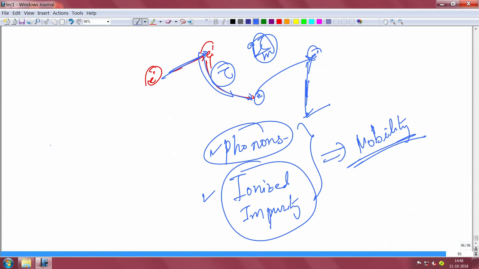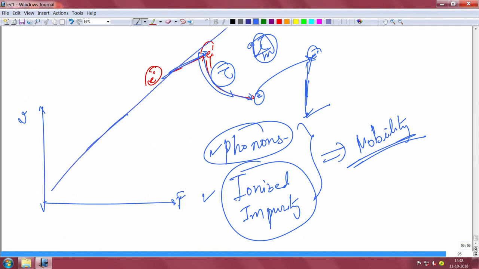And also, if you remember, velocity versus field: I told you the slope is the mobility, but this cannot keep increasing indefinitely. Otherwise, it will exceed the speed of light one time, which is not possible. After some time, it will saturate. This velocity will saturate. Once the velocity saturates, then mobility no longer plays a role.